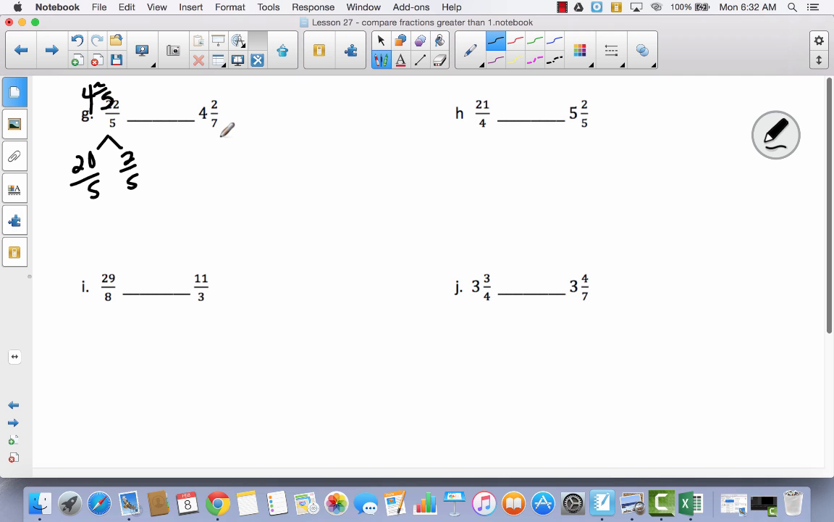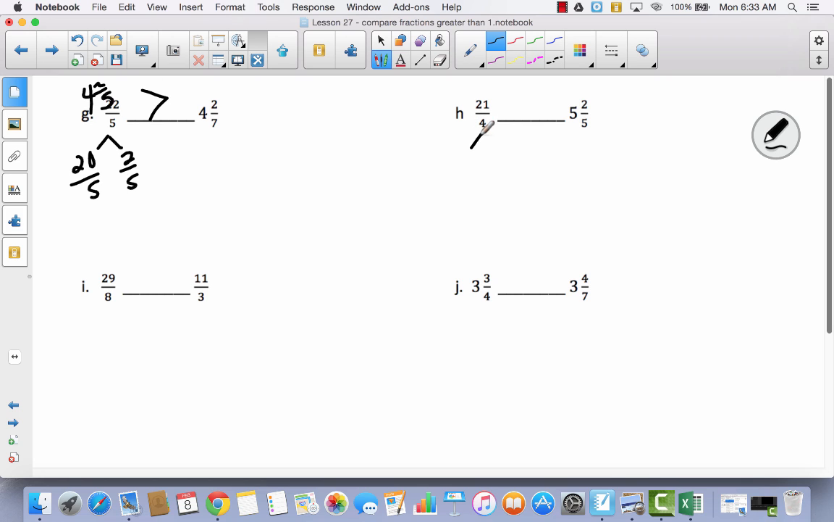So what do you notice about these two fractions? I have a common numerator. So what do we know about fifths compared to sevenths? Which one's greater, fifths or sevenths? Well, fifths are actually greater, because if you divide something into 5 parts, your parts are larger than if you actually divide them into 7. So since I have 2/5 and 2/7, I know fifths are greater than sevenths, so 4 and 2/5 is greater than 4 and 2/7.